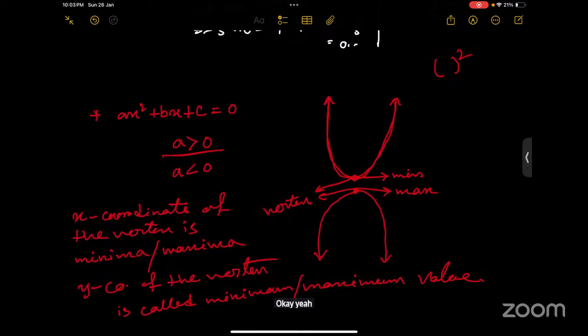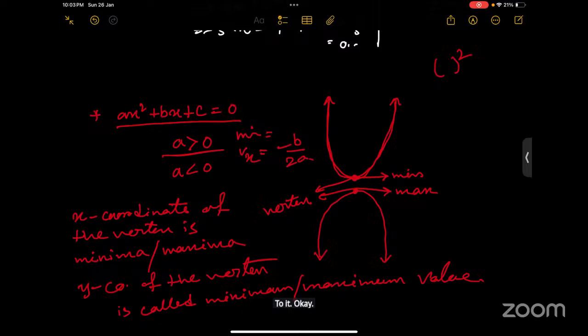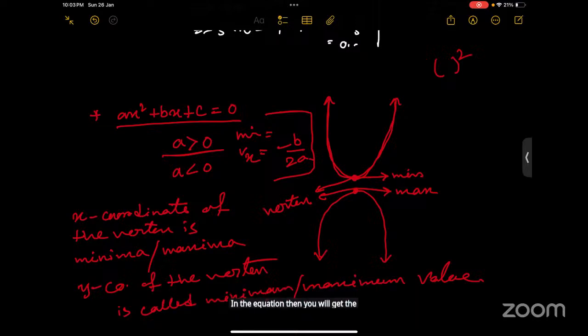So if you are getting the SSC in the quadratic equation, the minimum will be equal to the vertex Vx, the x coordinate of the vertex. This is nothing but minus b by 2a. That is another way to calculate it. Then we put this value, minus b by 2a, in the equation, and you will get the y coordinate of the vertex.